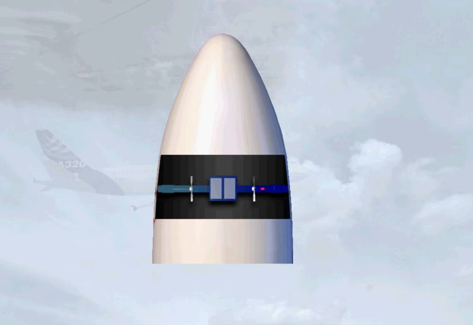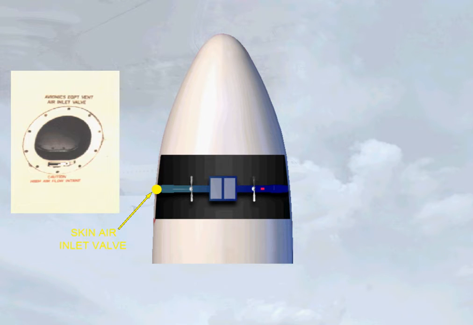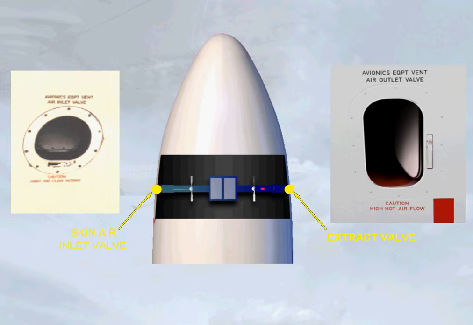The skin air inlet valve is located on the left side of the aircraft and the extract valve on the right side. Both valves are inspected during the pre-flight walk-around for damage or obstruction.